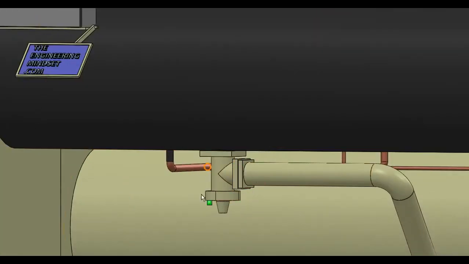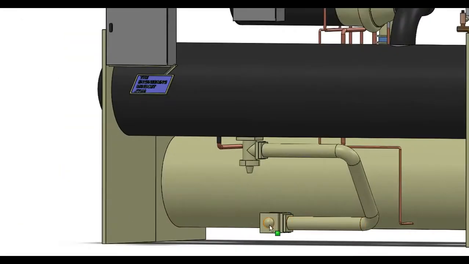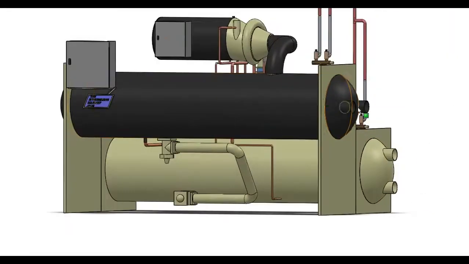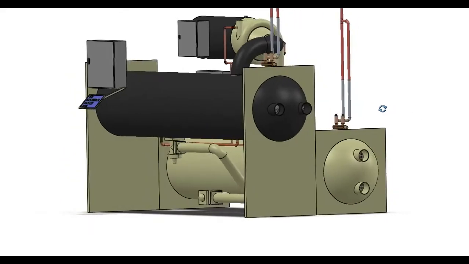The expansion valve is just located on the bottom there, and that's so the refrigerant can leave the condenser and then enter into the evaporator. The evaporator again is another large cylinder, very similar design to the condenser. The tube arrangement inside there may be slightly different, but again we'll look at that in greater detail in further videos.